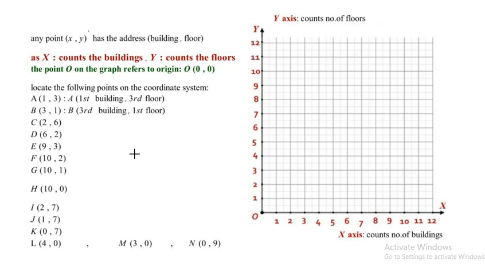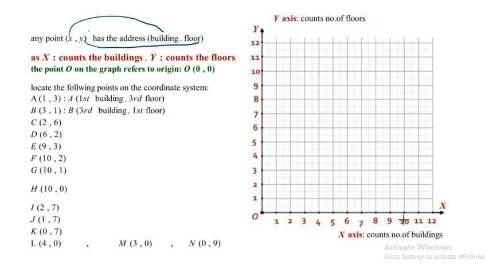In this video I'll show you how to locate the points and the polygons on the coordinate system. So first, what is the coordinate system? The coordinate system is a way to describe the address of any point. Like if you have a point x and y, then x means the number of the building and y means the number of the floor.